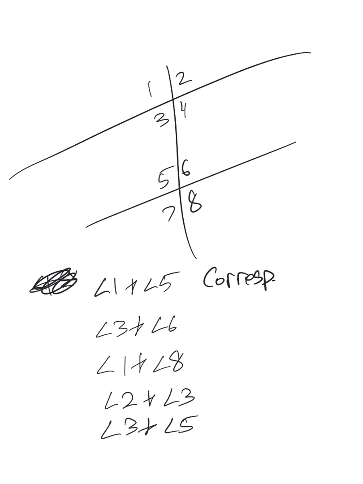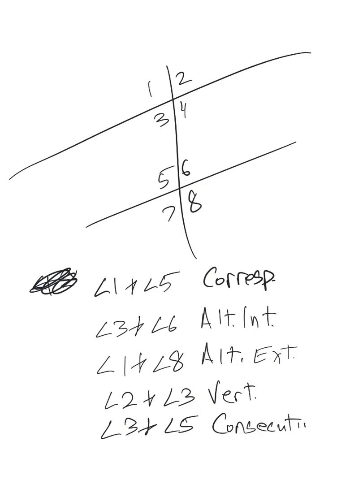Angle 3 and angle 6 are alternate interior angles. They're both on the inside, alternating around the transversal. Angle 1 and angle 8, alternate exterior angles. Angle 2 and angle 3, vertical angles. Angle 3 and angle 5 are consecutive interior angles.